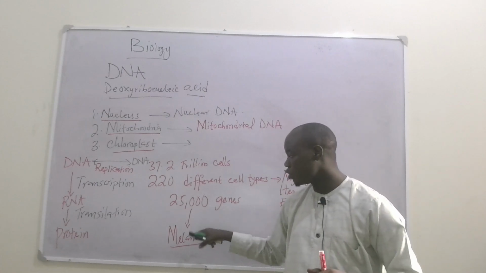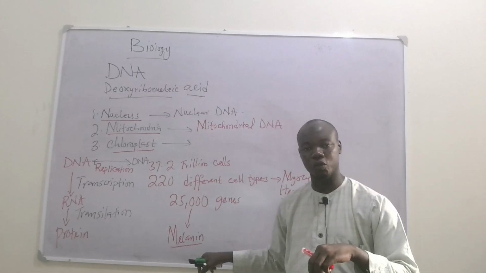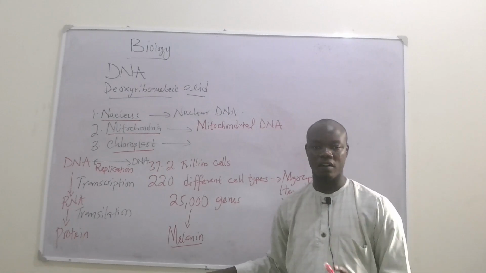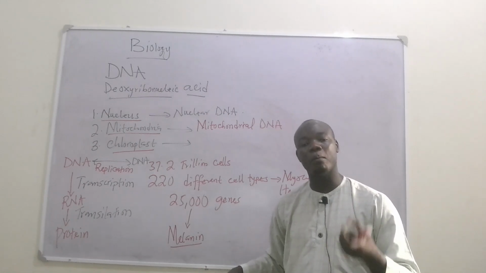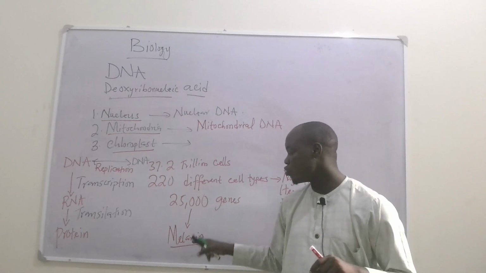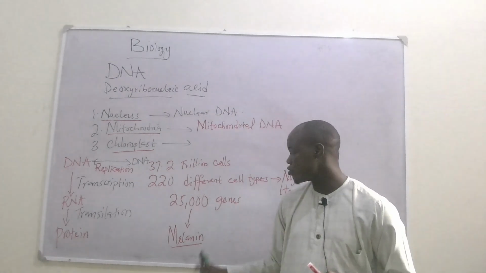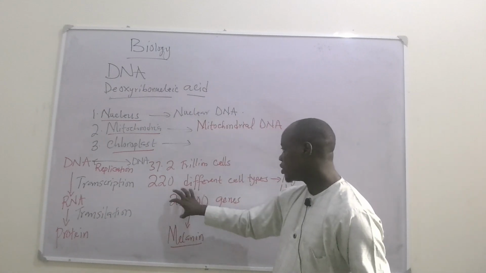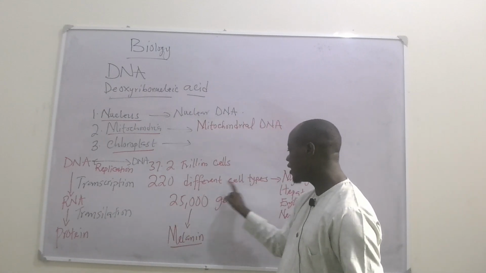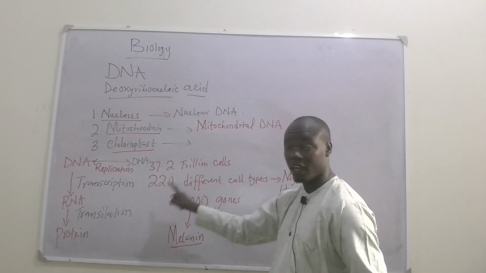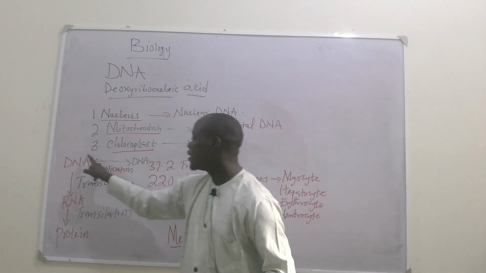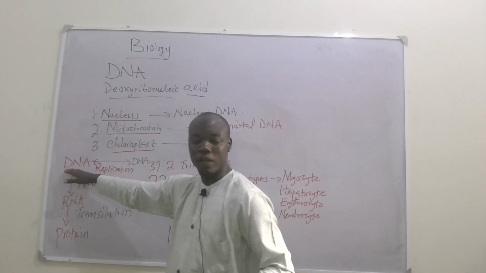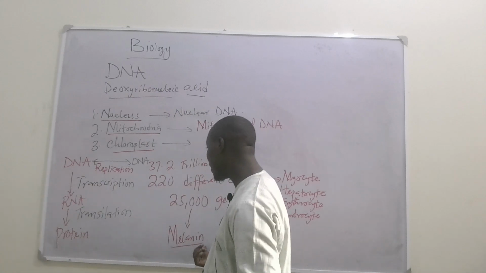The more melanin produced, the darker the skin color you have, and the lower the amount of melanin you produce in your body, the lighter the skin color. Because as we said, in the DNA we have these 25,000 genes, and for example, in the DNA we have a gene that can produce melanin.